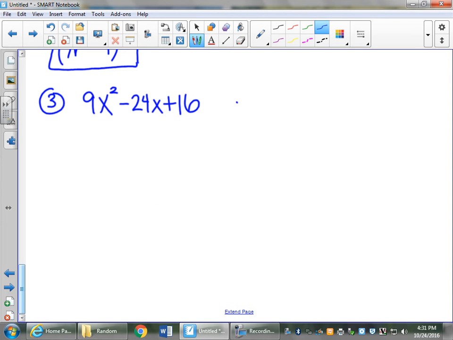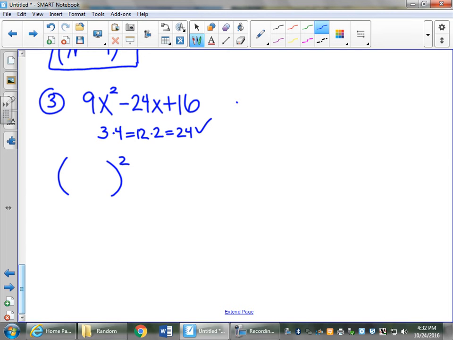So first glance, I think it's a perfect square trinomial because 9 and 16 are perfect squares. I just got to test the middle. Square root of 9 is 3. Square root of 16 is 4. I'm going to multiply those together to get 12 and double it, and I get 24. That does match up. So my factors are identical.